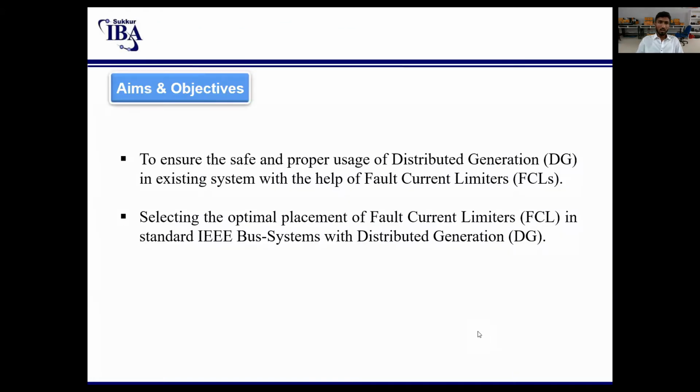optimization. After that, the aims and objectives of the FYP are to ensure the safe and proper usage of DGs in existing system with the help of fault current limiter. Then the second one is selecting the optimal placement of fault current limiter in standard IEEE bus systems with DGs.